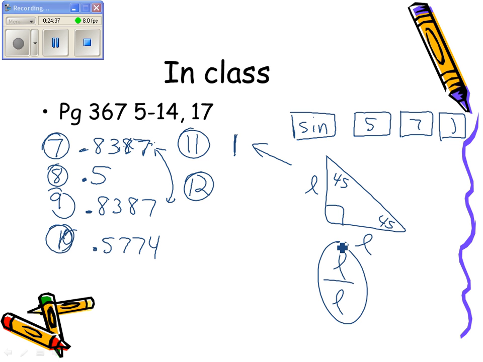Then number 12, sine of 85 degrees, you get 0.9962. Notice again that the tangent's the only one that's 1 or higher. Sine and cosine on all of them are all less than 1.